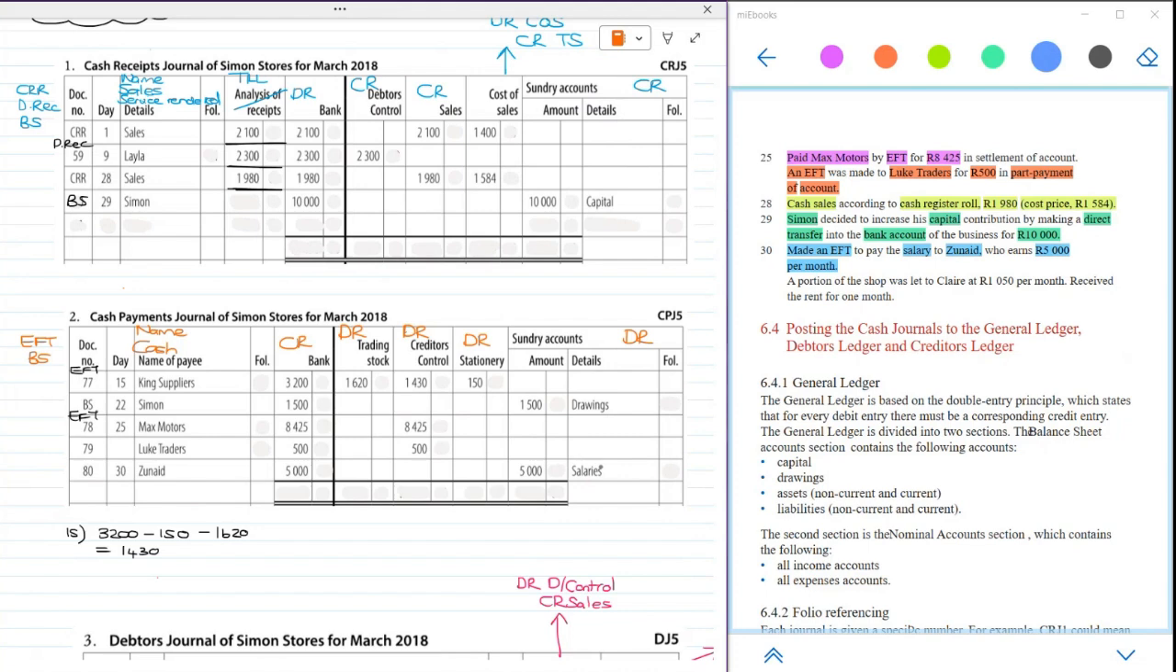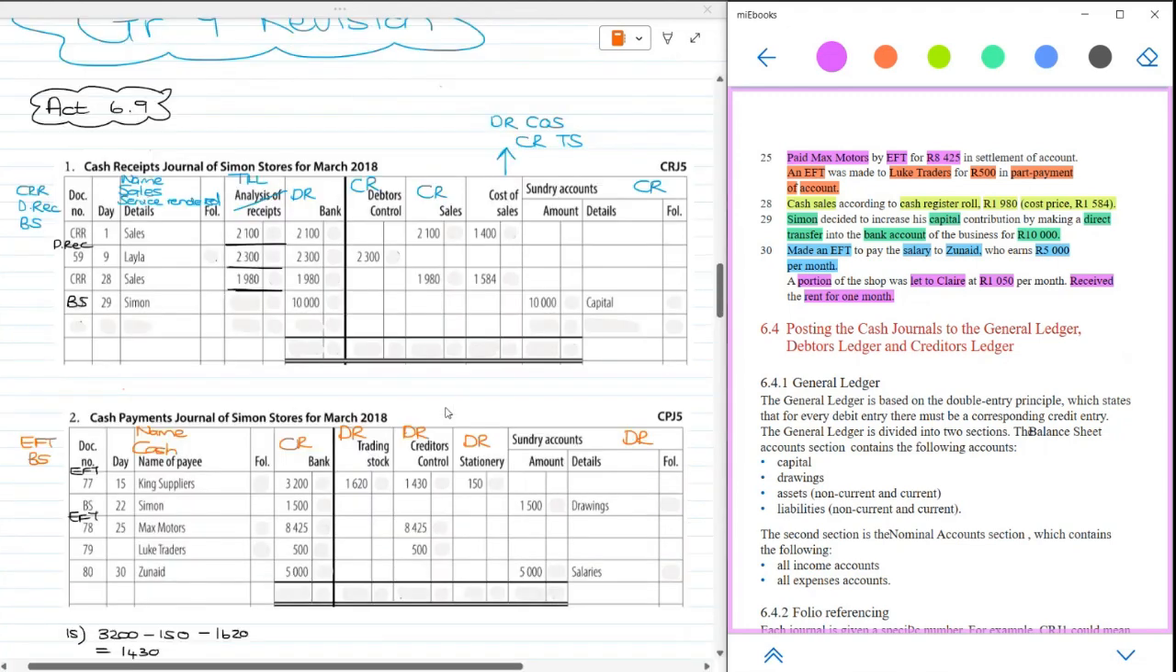Right. On that same day, a portion of the shop was let to Claire at 1,050 per month. Received the rent for 1 month. Okay, so we have received money here from Claire for rent, so CRJ transaction. So we will give her a duplicate receipt because we know what her name is. It won't be a cash register roll, that's usually the till slips. We don't have any information about the client. So yes, it will be a duplicate receipt.